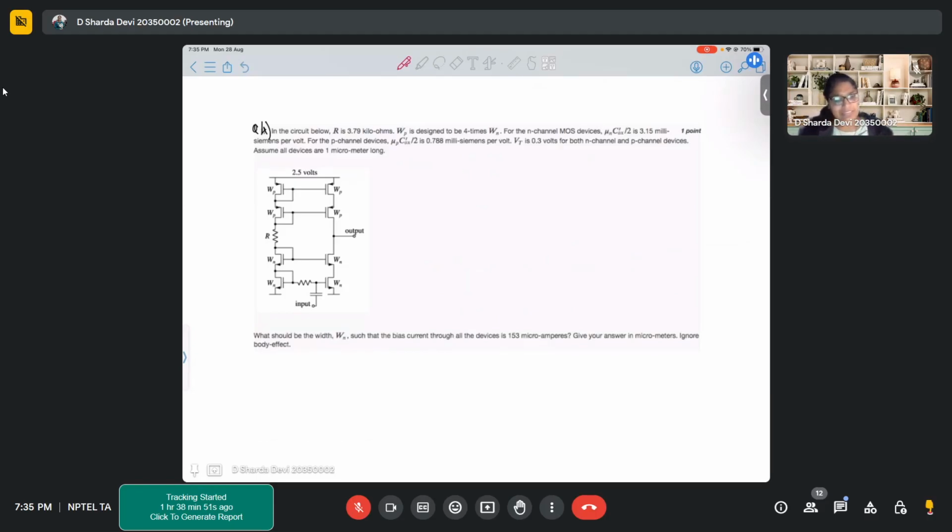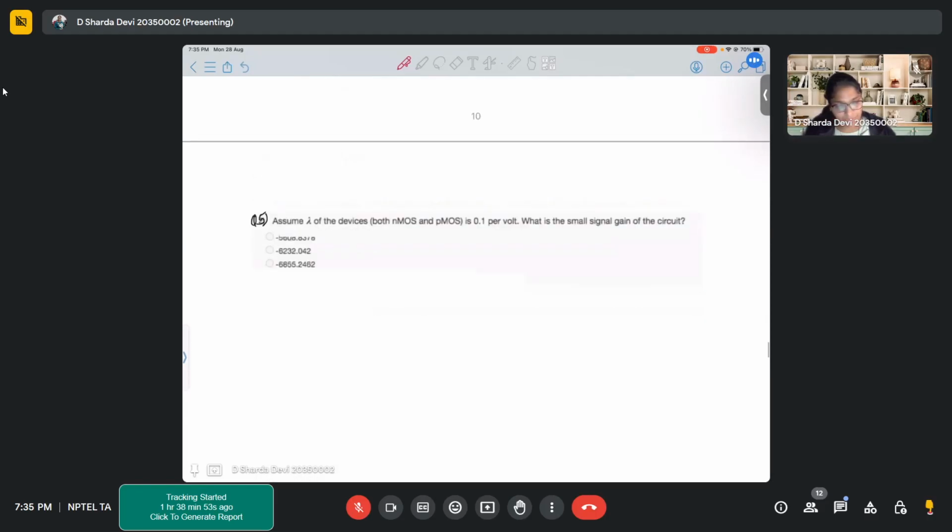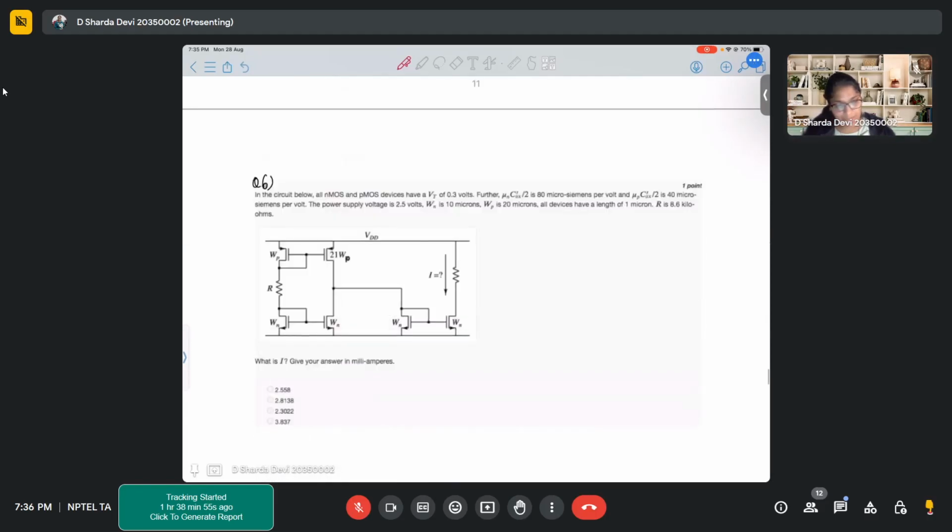Let's explore the circuit, and slowly we'll have a few more circuits like this. So this is a perfect mirror circuit. The idea of a mirror circuit is that it mirrors the currents between two branches. And how it mirrors, what the mechanism is, we'll look into when we come to this problem.